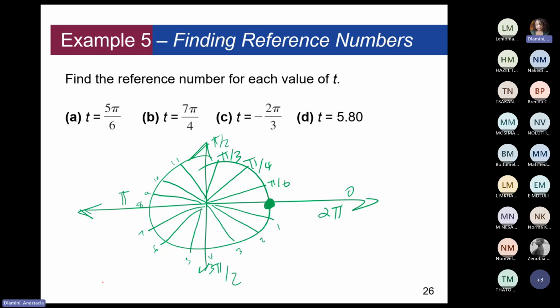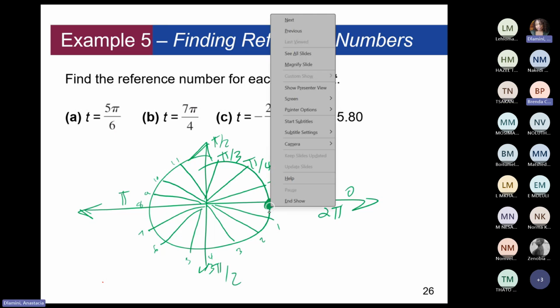What is pi over 6? Let's start. What is pi over 3? Let's start there. Pi over 3 is 60. So we are starting at 3. There we go. So how many movements do we need? We need 2. So the one that follows is at what?